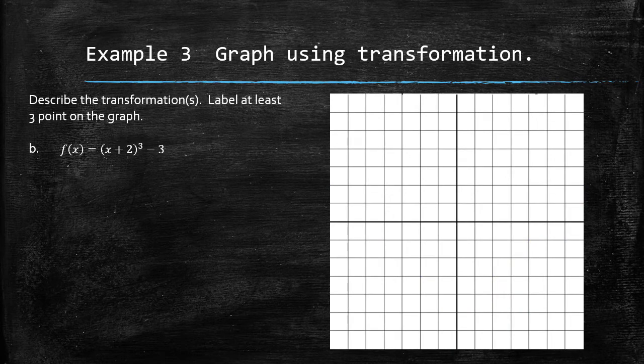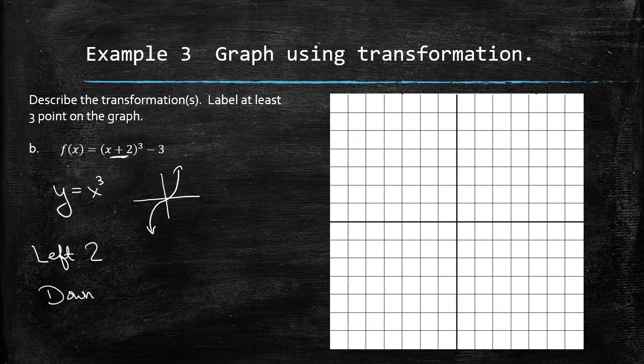Okay, next, f of x is (x plus 2) cubed minus 3. So for transformations, first of all, parent function, we're looking at x cubed. Okay, so that's this guy. Plus 2, remember the opposite, so we're going to move to the left 2 units, and again, still down, we're going down 3. Okay, good.